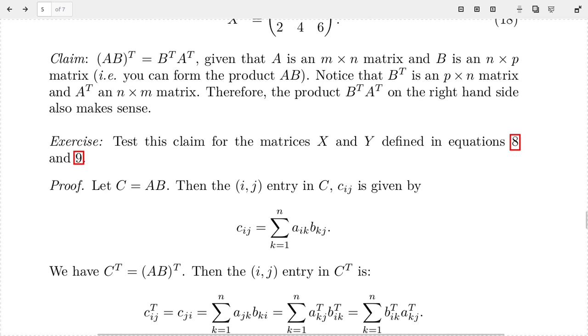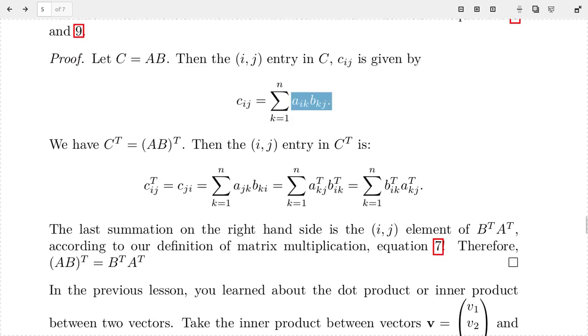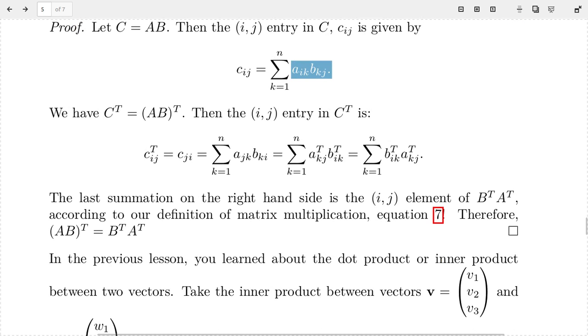Now let's say C equal to AB. So of course, Cij can be written this way: Aik times Bkj, then sum over k. Now, C transpose is AB transpose, and the ij entry in C transpose can be written as C transpose ij, which is equal to Cji. That can be written as Ajk times Bki.